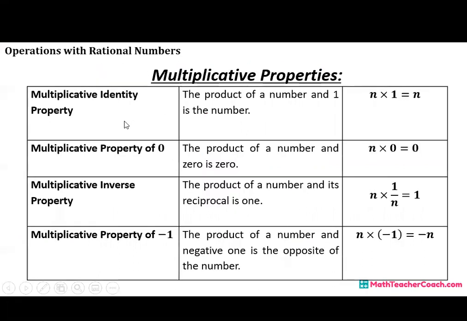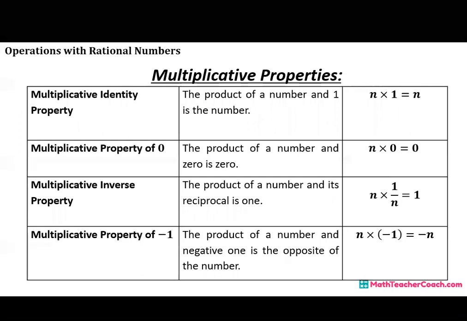We have multiplicative properties. First, we have the multiplicative identity property, which is the product of a number and 1 is the number. Which means n times 1 should be equal n. Any number multiplied by 1, because here we have the multiplicative identity element. So the multiplicative identity element is 1. Don't forget that the multiplicative identity element is 1.